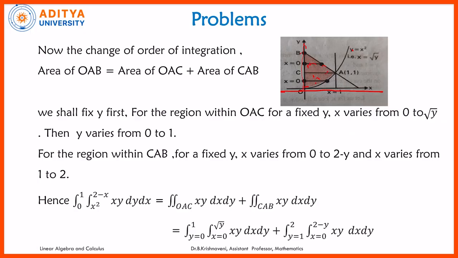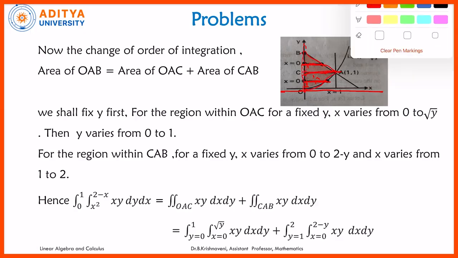And if you consider the horizontal strip, the strip is not uniform throughout the region of integration. If we consider the strip at this part, the left is touching the y-axis and the right is touching the parabola. But if you take the strip at this place, the left is touching the y-axis only, but the right is touching the line x plus y is equal to 2. So we need to divide this entire region into two parts. The total area OAB is equal to OAC plus CAB.